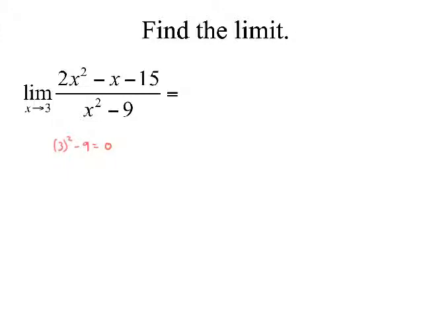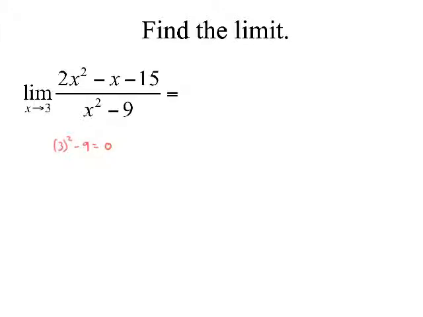I can't plug my number in and just find it by plugging numbers in, because if I do, I get a 0 in the denominator, which causes an issue. I can't just find f of 3. F of 3 has an issue. I can't plug 3 in. So what do? Well, what I do is I factor top and bottom and try to simplify the fraction.